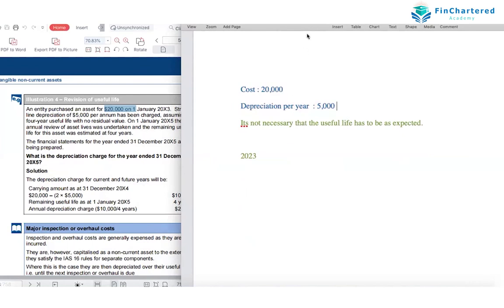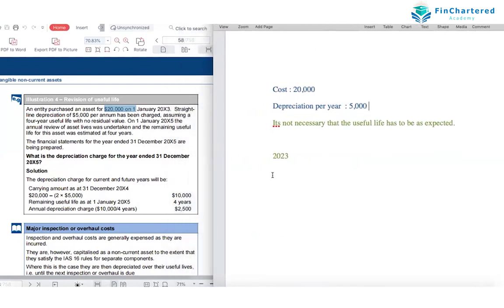This statement is there. I bought the asset in 2023 and 20,000 it was. And according to that, depreciation was 5,000. So cost was 20,000. Depreciation was 5,000. So after 1 year, the carrying amount or the remaining value in the asset was 15,000. Right? After that, again, second year, again, we are depreciating.